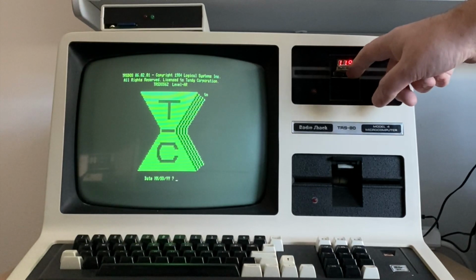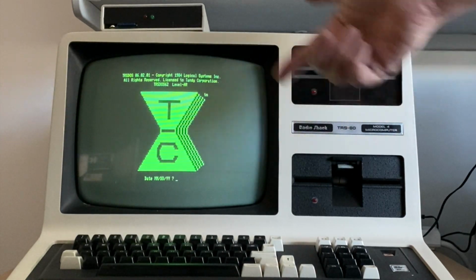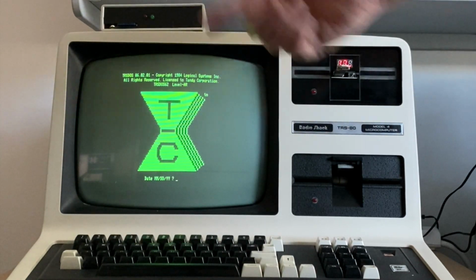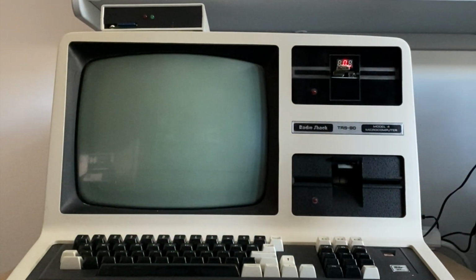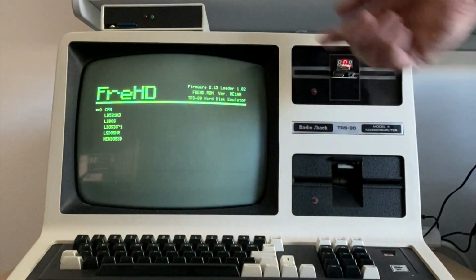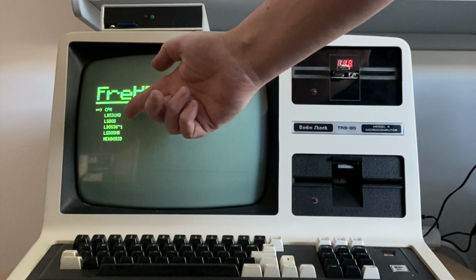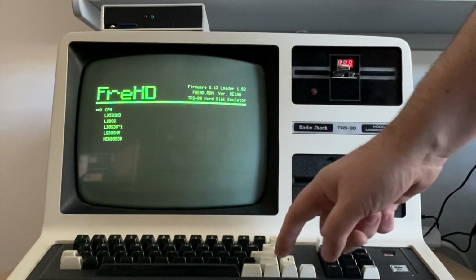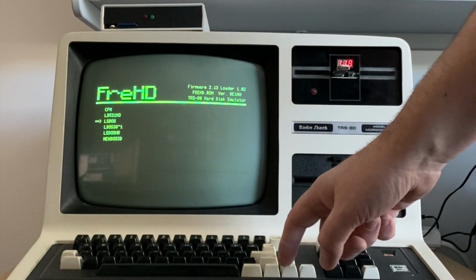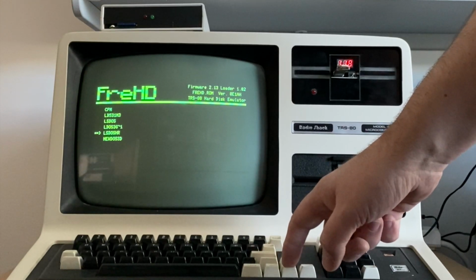The final treat I gave this old computer was a FreHD system. This simulates a hard drive and it connects to the expansion port on the base of the computer. The FreHD can store entire hard drives on an SD card and quickly boots up to give you more storage than anyone in 1983 could ever have imagined.